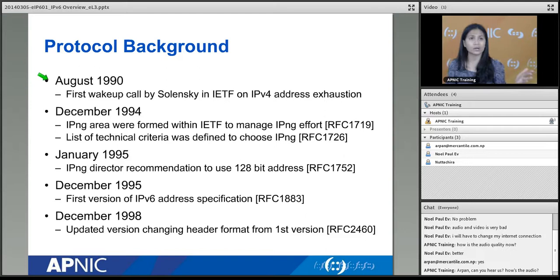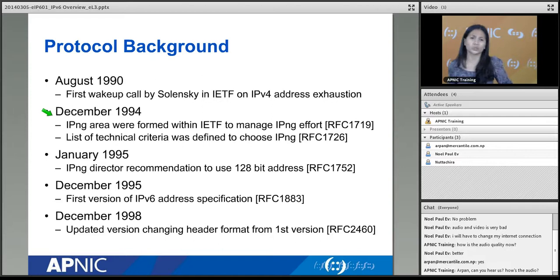It's 2014. So in 1994, around December, they formed a group, they call it the IPNG Working Group, that would look after some ways in which we can address this possible issue. So some of the ways that they come up with are either long-term or short-term.